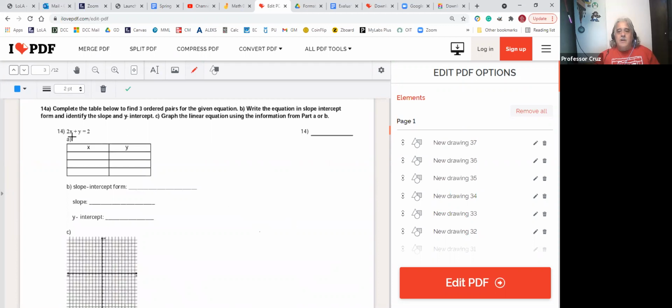All right, so let's go ahead and solve this. We're going to solve it for y, so we're going to subtract the 2x.